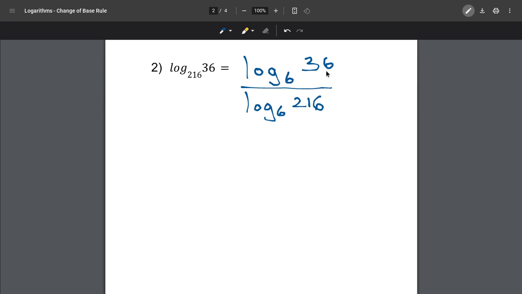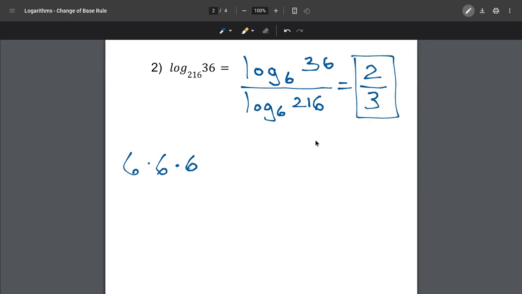Okay, so if I think of how many times I have to multiply 6 by itself to get 36, well, I'll just do 6 times 6. So that's 2 6's. So 2 over, to get 216, I would have to multiply by 6 again, so that would be 3 6's. So this one is 2/3.